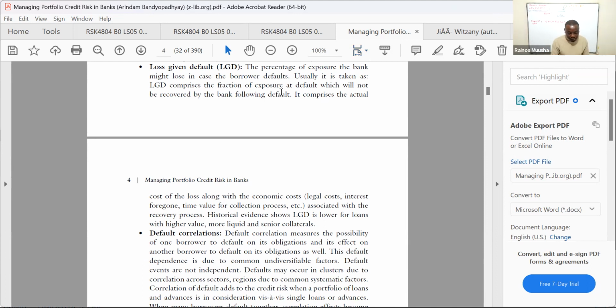Are we on the same page so far when it comes to the definition of the exposure at default, the probability of default, and the loss given default as well? Are there any questions there?